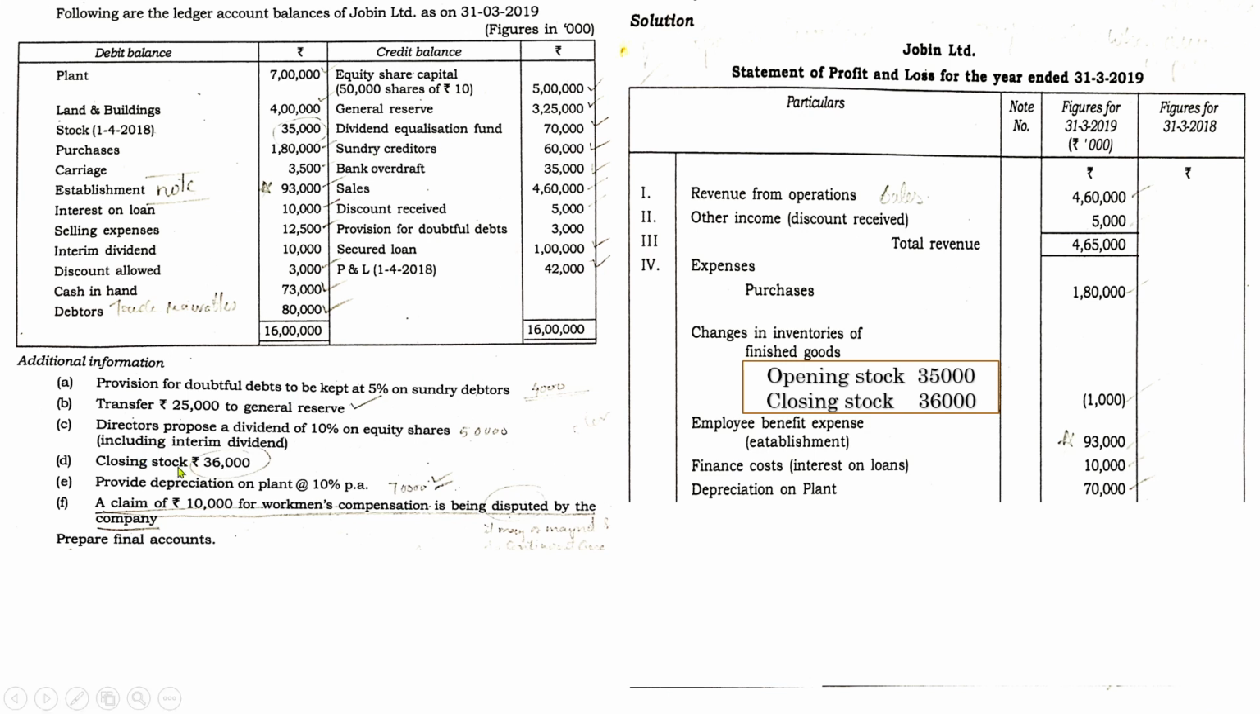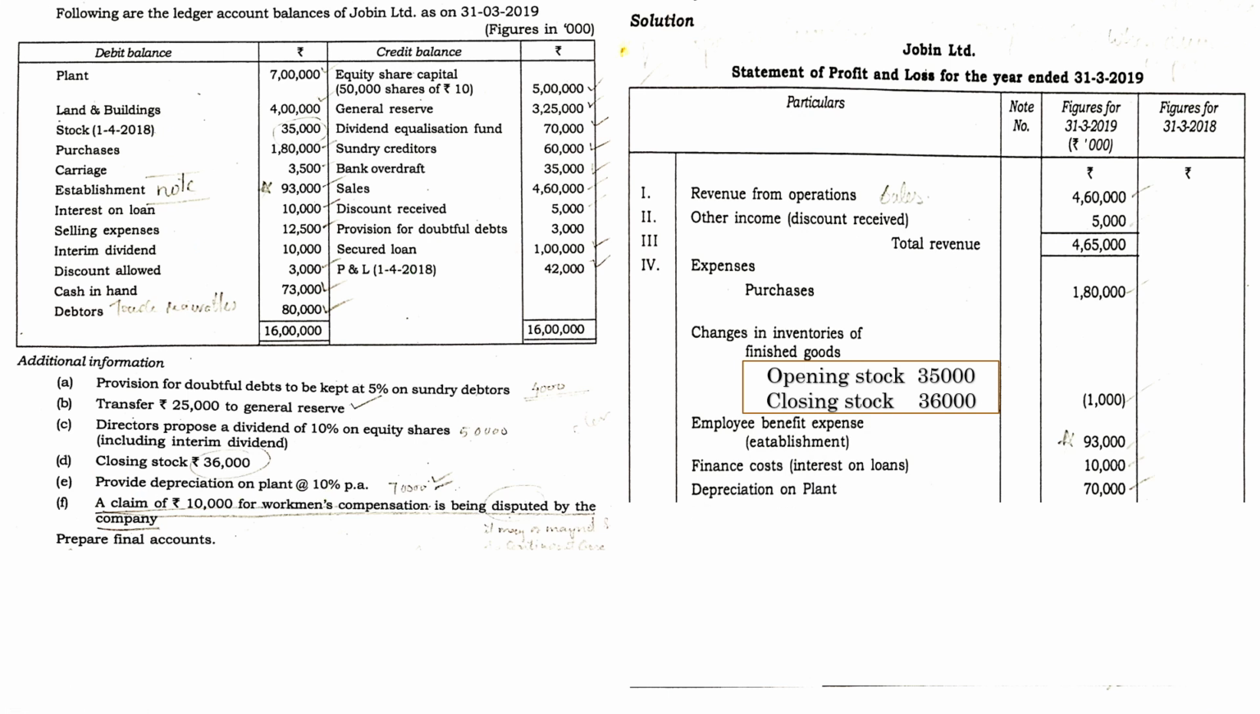Since depreciation is given in the adjustment, you have to show it in two places. So first of all, find out the amount of depreciation, that is 10%. Find out the value of the plant, 7 lakhs. So 10% of 7 lakhs, you will get 70,000.